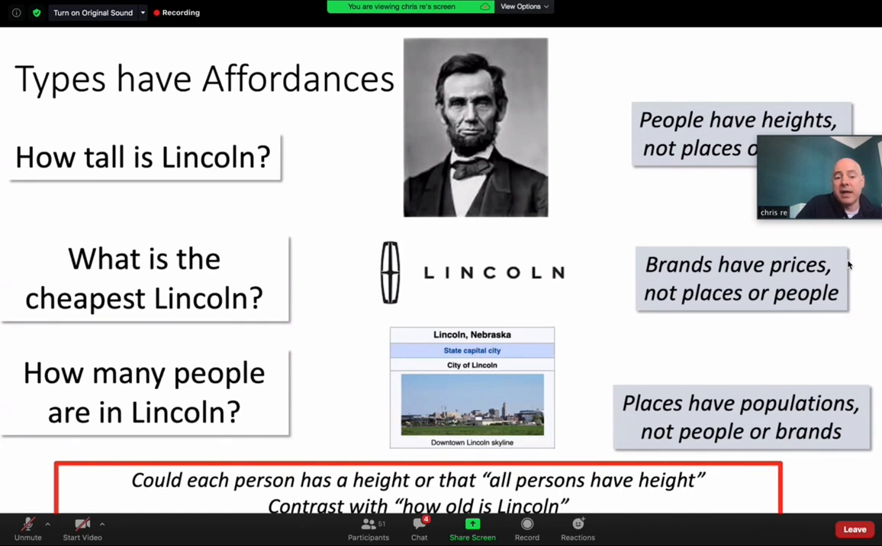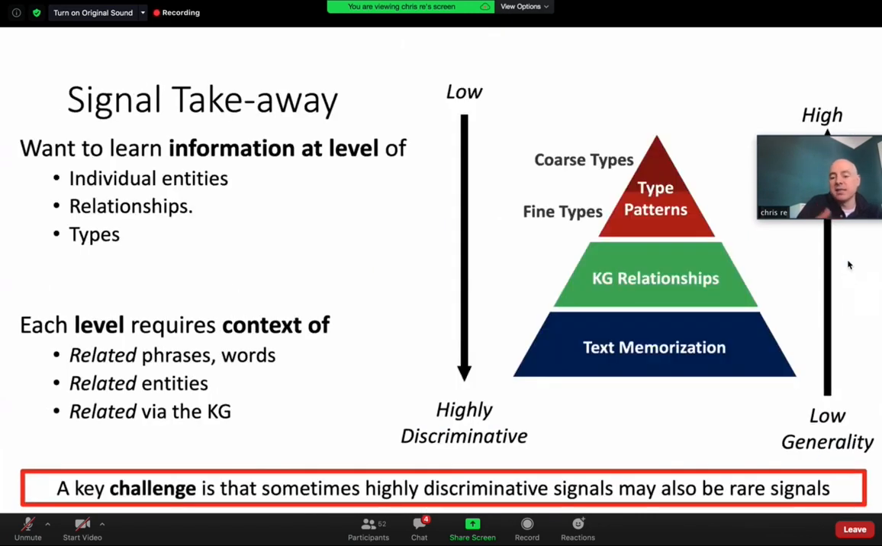In contrast, if you have, how old is blah? That actually doesn't help you at all. Could be talking about any of these, the person, the car company, or the city. So some of these patterns are highly discriminative and help you disambiguate, and some are not. Okay? So we have to learn those and associate those with types. So all I'm trying to tell you here is that at each level, there's an opportunity to do well.